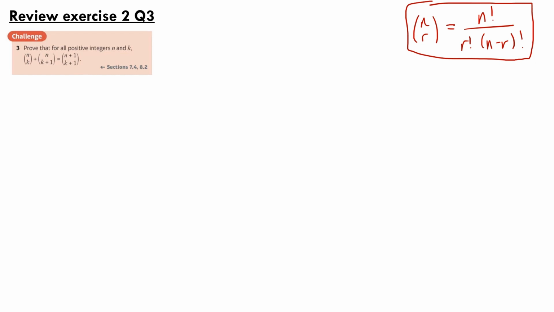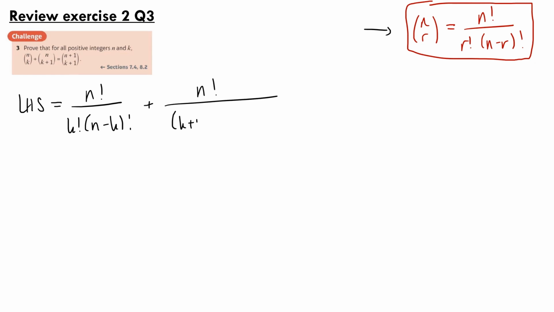So if we have a look at the left-hand side of this equation first of all, we're going to try and manipulate it so it looks like the right-hand side, n plus 1 choose k plus 1. So we know n choose k from the formula up here is going to be n factorial over k factorial times n minus k factorial. And then n choose k plus 1 is going to be exactly the same, but we're going to replace k with k plus 1. So here, being careful with the negative, minus the entirety of k plus 1 factorial.